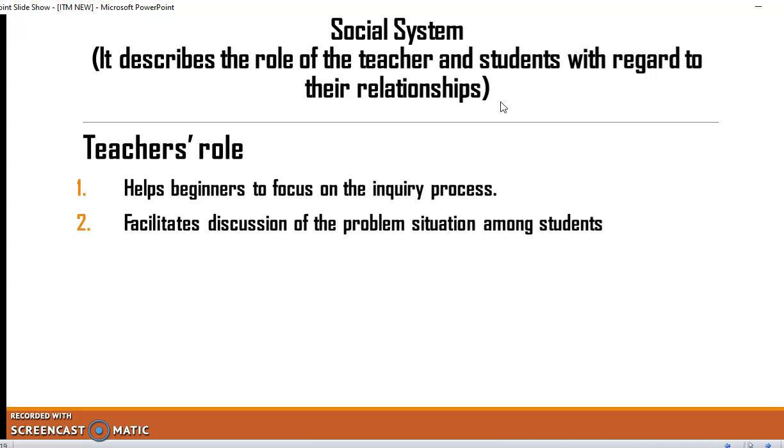Facilitates discussion of the problem situation among students. So you also need to initiate that discussion among students about the problem that you will be posing in front of them.